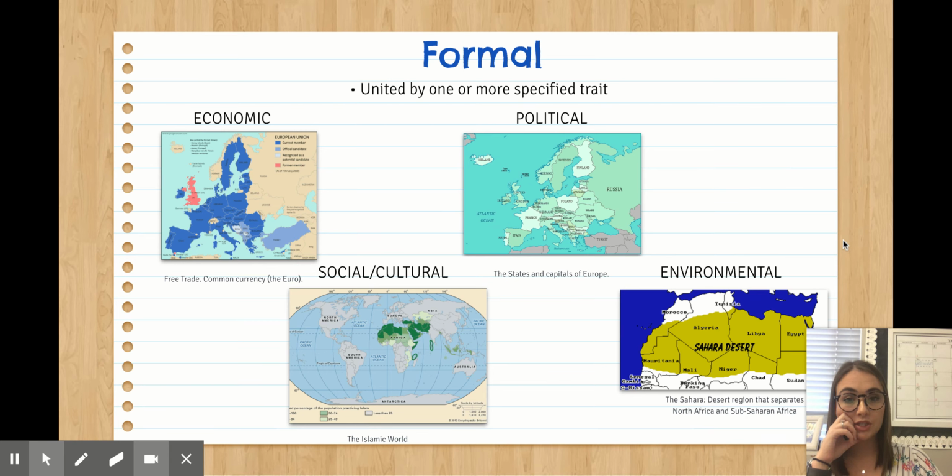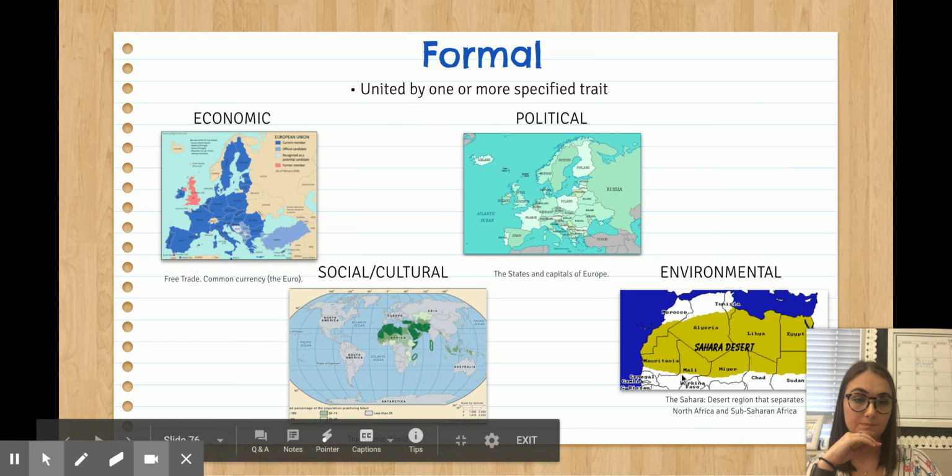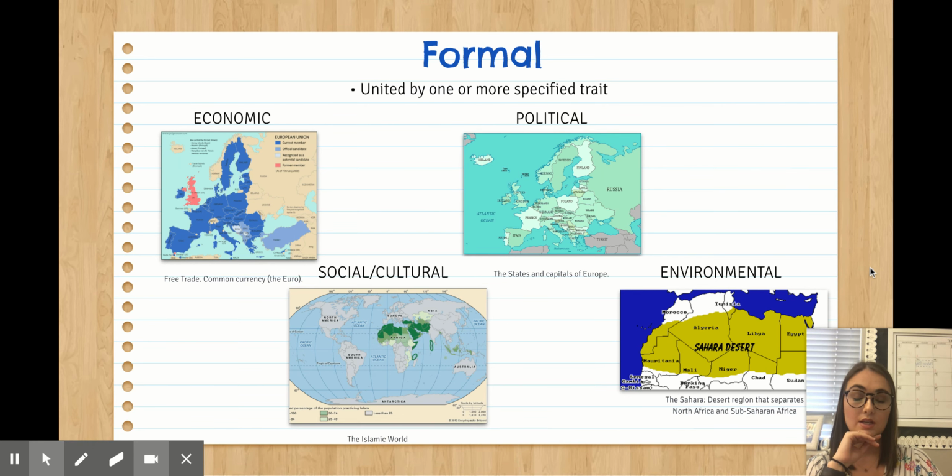But formal regions can also be unified by an environmental trait. So an area of land that shares environmental characteristics. The example given here is this region of the Sahara Desert. So those are formal regions. Those are going to be the easiest to identify because they're pretty rigid.